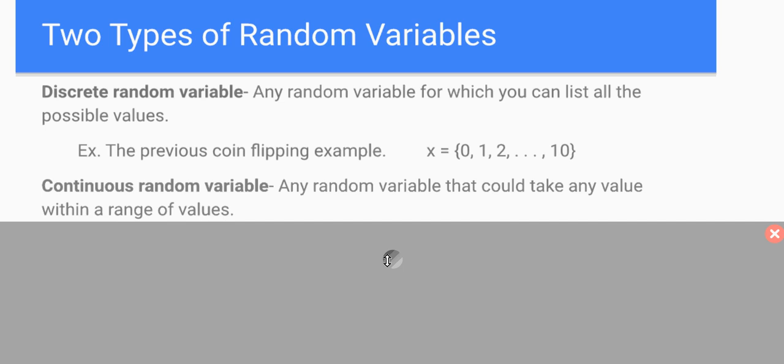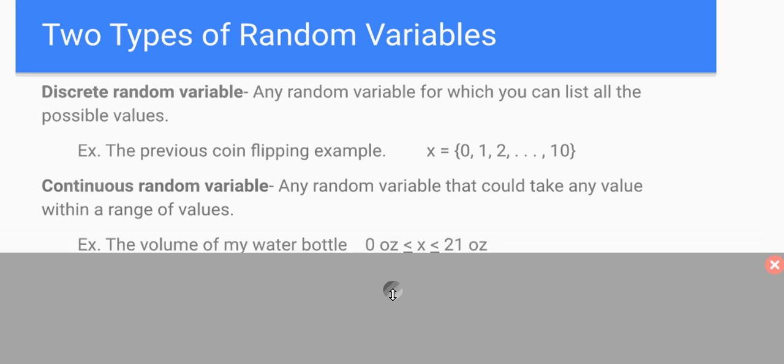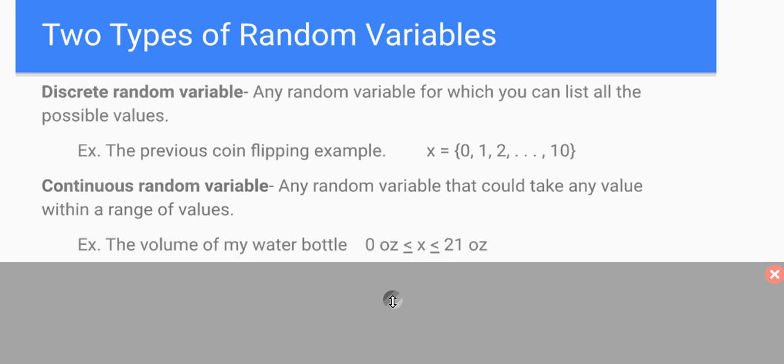Continuous is any random variable that could take any value within a range of values. So if I took my water bottle, which has a volume of 21 ounces, x could be anywhere between 0 and 21. It could be 17.5, it could be 13.2, depending on how precise our measuring tool is. There could be many volumes for my water bottle. It's certainly not something you're going to easily list. I guess if you had time, you probably could, but you get the gist.